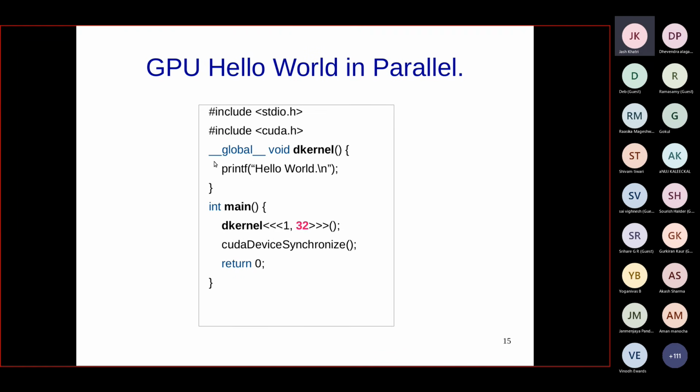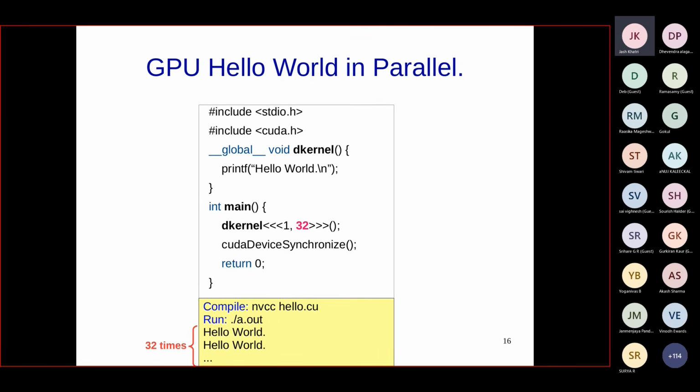So all the threads will print this hello world independently, and the output of this program will be hello world printed 32 times, one time by each thread. And then, after all the threads have finished execution, the CPU will go ahead and return 0 and finish the execution. So if we compile it using NVCC and run it, we'll see that hello world is printed 32 times.